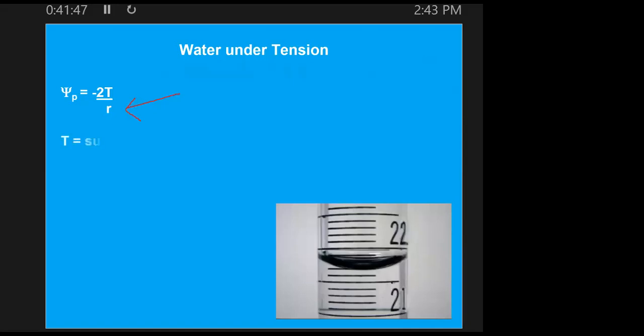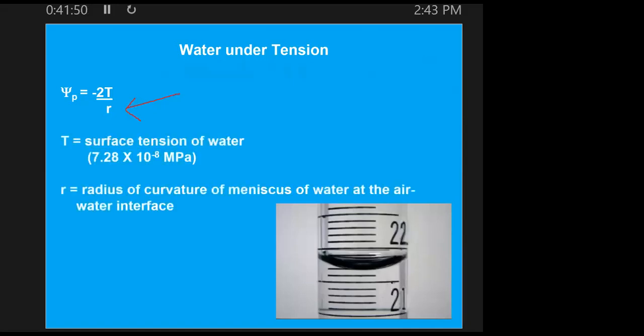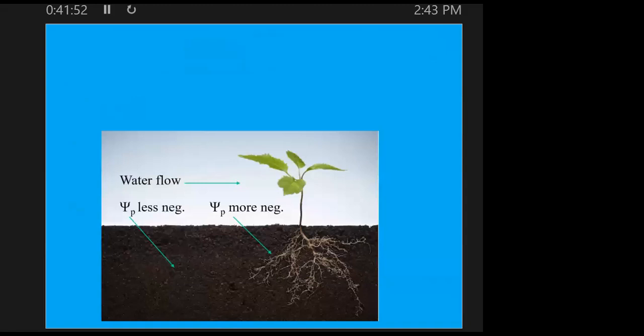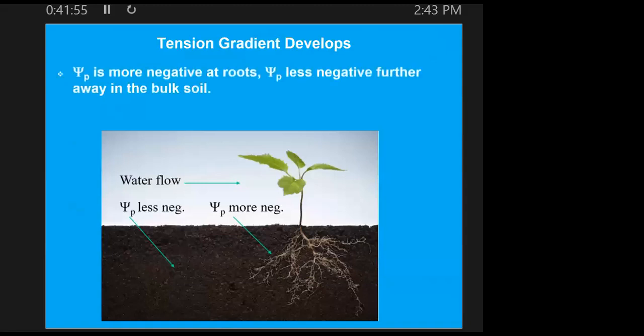And so what you see happening is that right at the roots, where the roots are in the soil, you get this strong tension originating right where the roots are, in that soil water. So right by the root zone, the water has a real strong tension on it. But further away from the roots, out in the bulk soil, there's not as much tension. And so what you have then is a tension gradient.